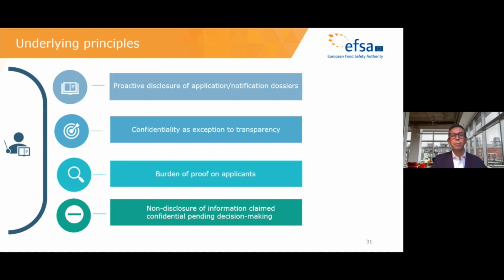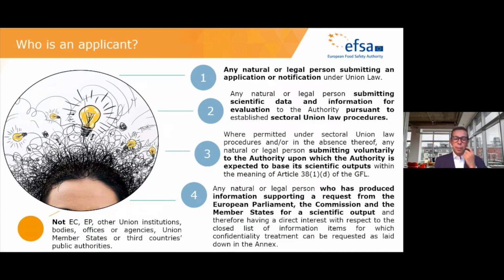Again, very important to understand that the burden of proof for submitting a successful confidentiality request relies entirely on the applicant, which means that unless you meet all the requirements, your confidentiality request will be rejected by EFSA, and consequently, the information on which the confidentiality request was submitted will also be disclosed at the end of the confidentiality decision-making process. Pending the confidentiality decision-making process, EFSA will not disclose the information that has been claimed confidential. Applicants can submit confidentiality requests both directly and also via public authorities in certain cases, and this is relevant, for instance, for what concerns notifications from third countries.